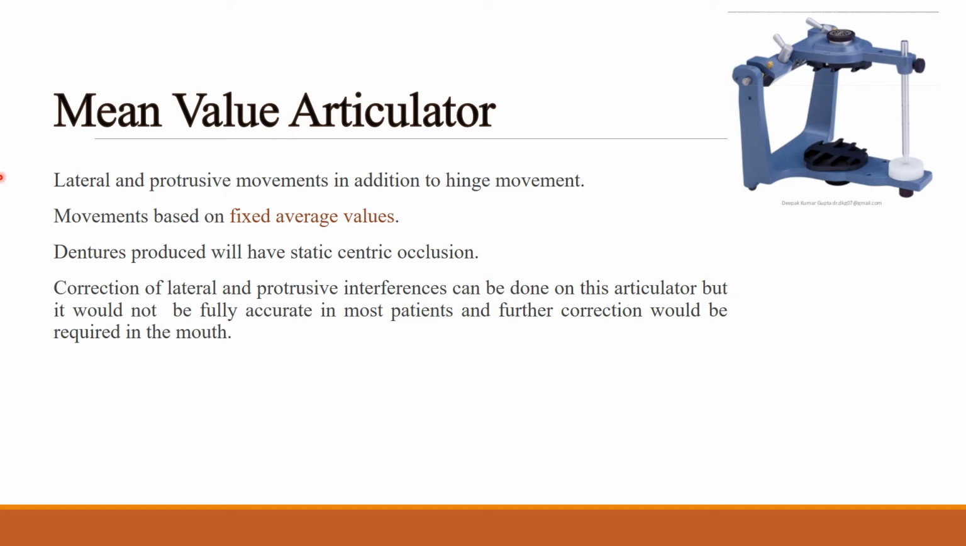Coming to the mean value articulator. Okay, so this is a little advanced mean value articulator. And so this is capable of the lateral and protrusive movements in addition to hinge movement. So hinge movement is the opening and closing. Lateral movements are the left and right excursions. Protrusive is the front and back, a little bit of movement there. So movements based on the fixed average value. Okay, we will be seeing what is the average value in the next slide.